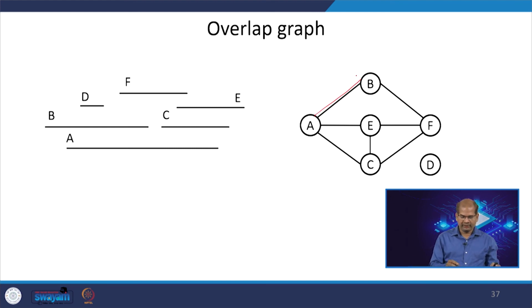Similarly, you can apply the same to other pairs. A has an edge with C, and C and E have an edge between them. Similarly, you can find it for the others, but D is contained inside B and contained inside A. So, there is no edge between A and D or B and D.